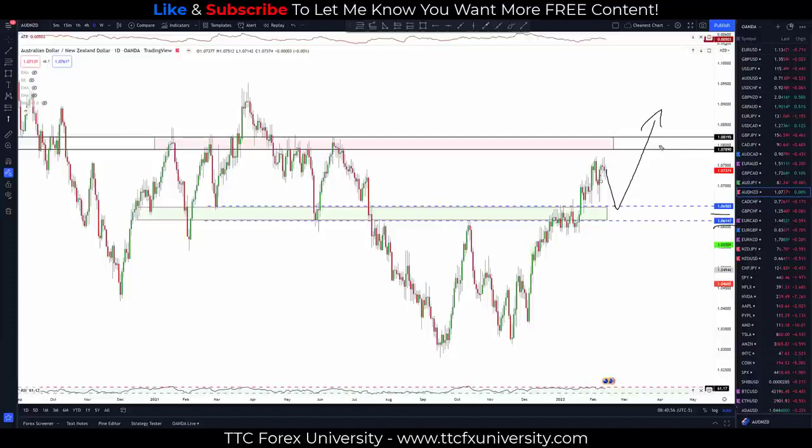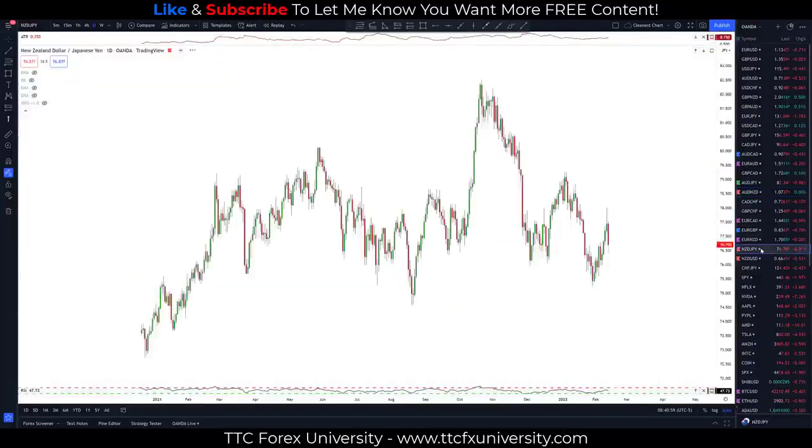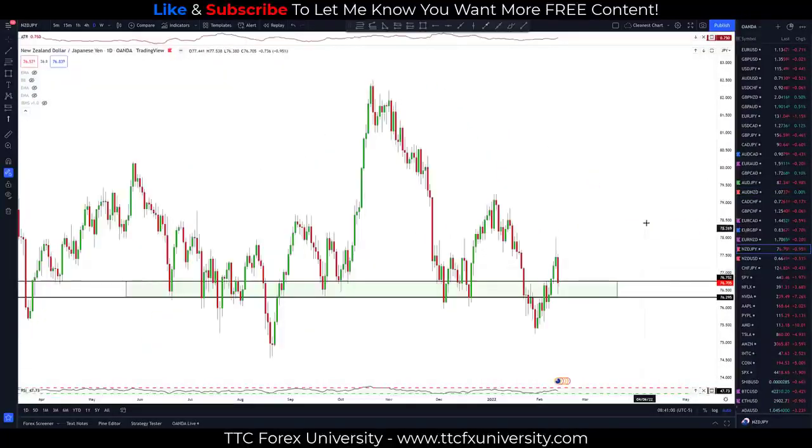The next pair we're going to take a look at is the New Zealand yen. On the New Zealand yen, we actually have an area of structure that I'm paying attention to for possible buy trades. The reason is because this area on a lower time frame has been resistance before, and that resistance level has been broken. This level is between 76.75 and 76.29. And in this area, not only is it a level of resistance that's been broken on a lower time frame, but it's also a level of support and resistance that's been tested multiple times here on the daily chart.